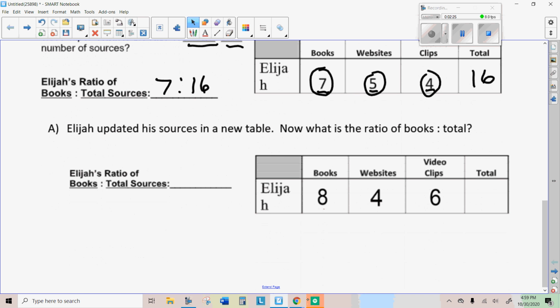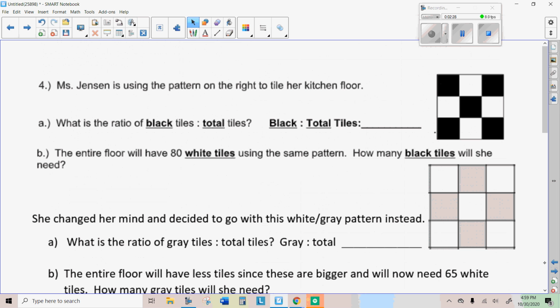All right. On the next page, we're going to look at ratios again. This time using tile patterns. Ms. Jensen is using this pattern for her kitchen floor. What is the ratio of black tiles to total tiles? So the black tiles to total tiles is 5 blacks. And then the total, you have to add the blacks and the whites. So there's 5 plus 4 is 9. So 5 to 9, black to total.